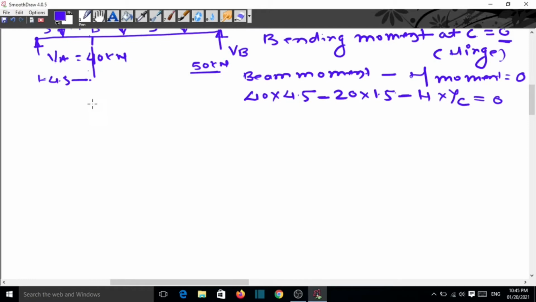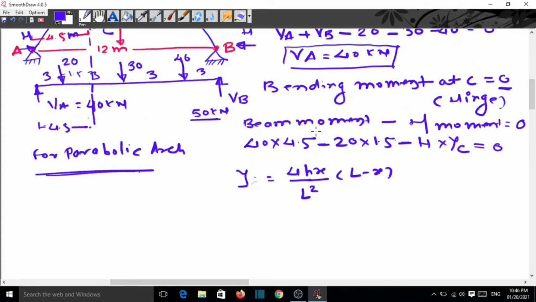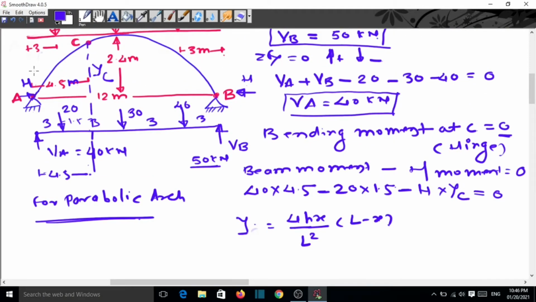Now for the three-hinged parabolic arch, Y, that is YC, is equal to 4HX divided by L square into L minus X. This is a property of the parabolic arch, where Y is anywhere at distance X. Now in this case, this is our X. So for that, we have to put only the values.